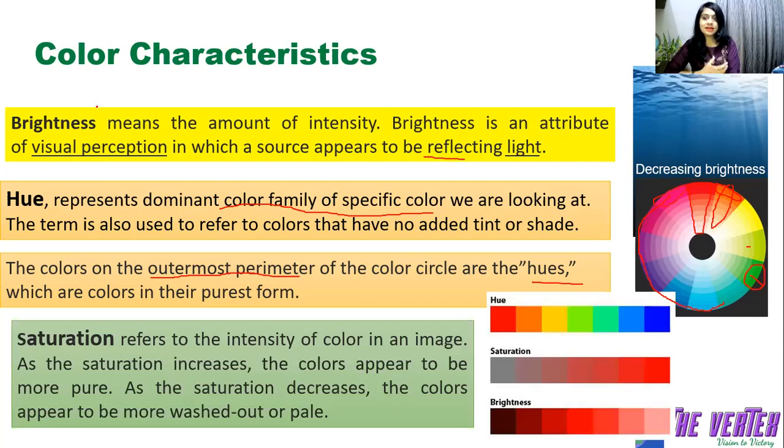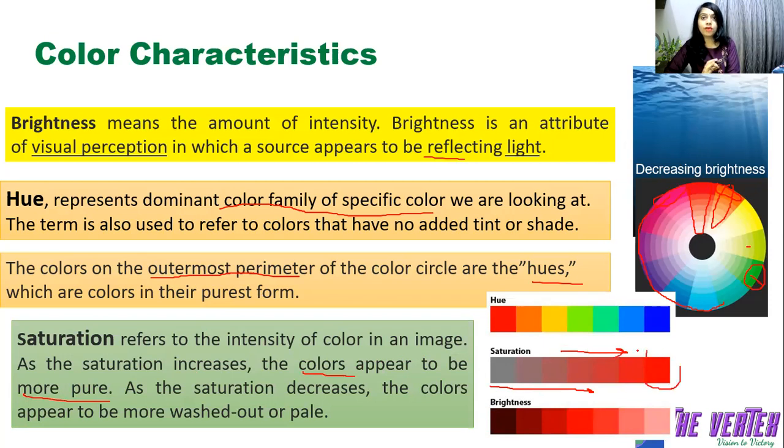Now, the next characteristic is saturation. What is saturation? Saturation refers to the intensity of color in an image. It means how much is the level of color in that particular image. As saturation increases, you can see here an example, the color appears to be in a more pure form. So the more the saturation, the more pure the form of that color you will get.